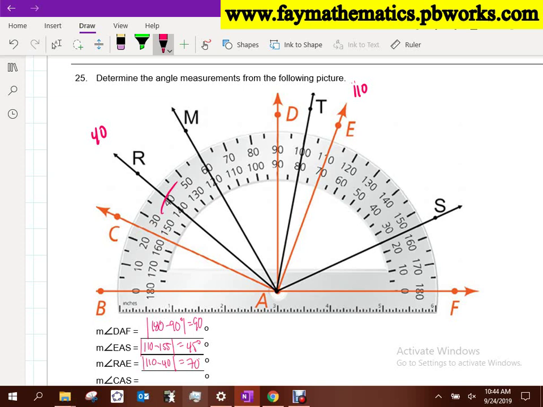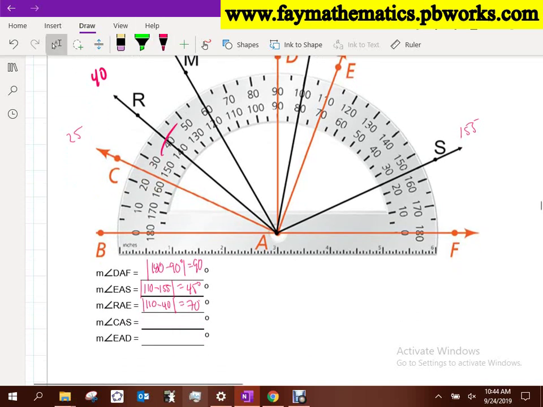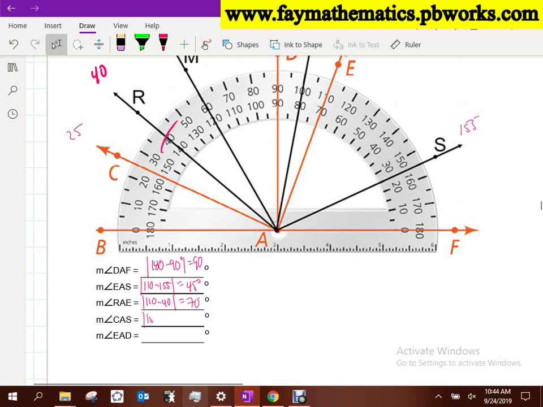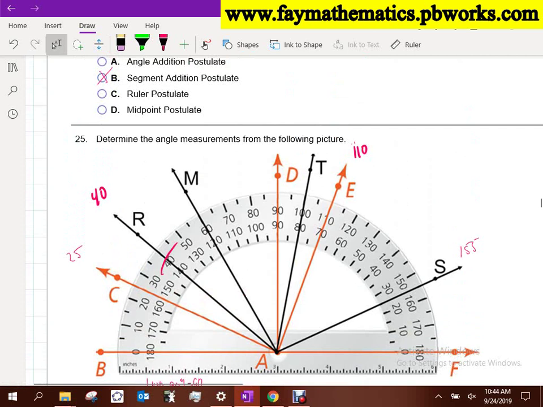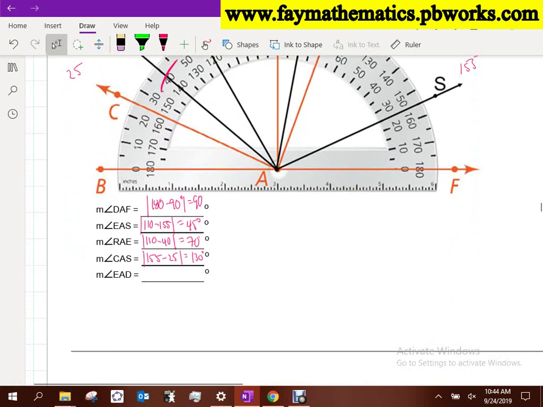CAS is the next one. C, or AC, that ray is going through 25. A to S, S was going through 155 on the top row. So I'm going to subtract those. 155 minus 25, that's going to give me 130. And then EAD. E, the ray AE, is 110 again. D, the ray AD, is going through 90. So I'm going to go 110 minus 90, which is equal to 20.